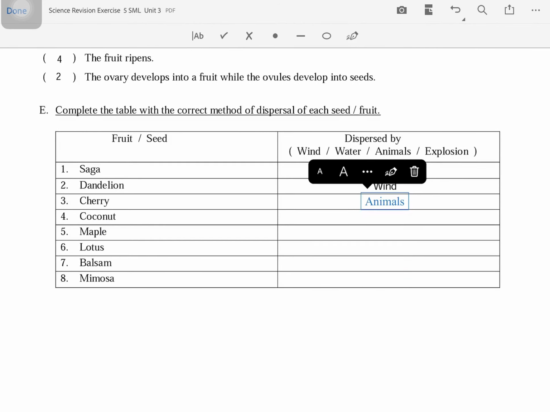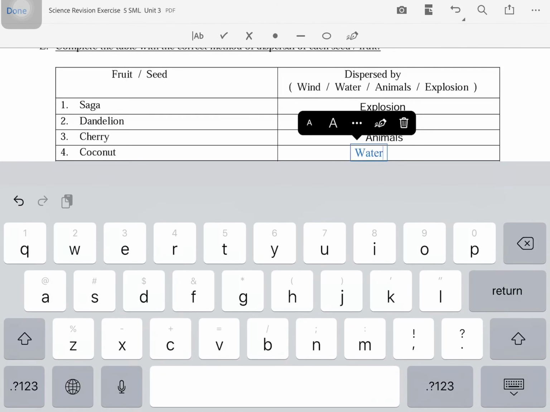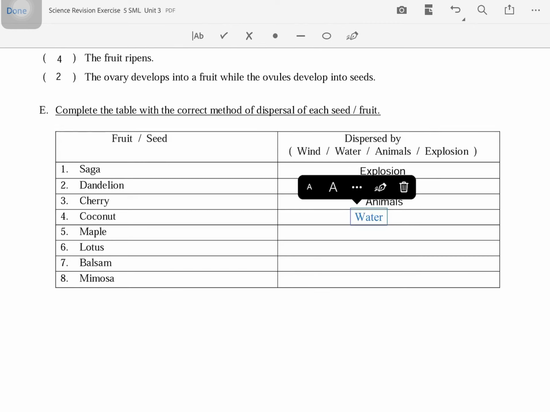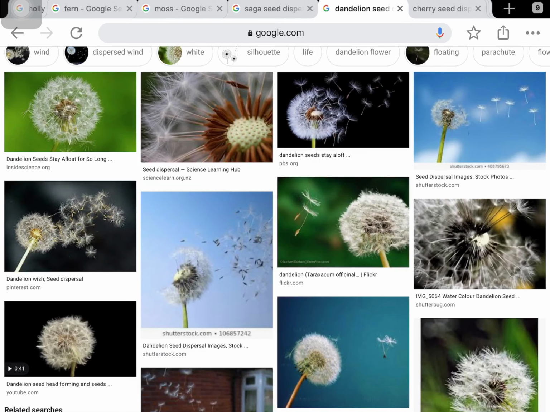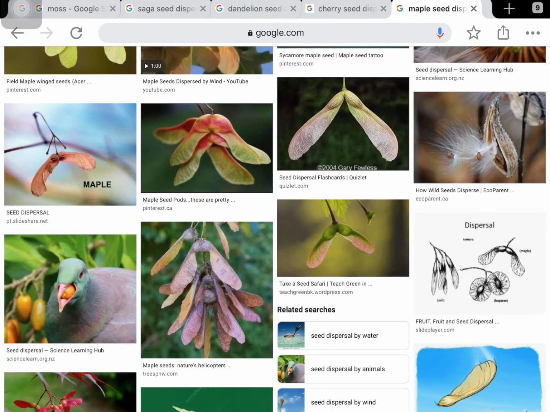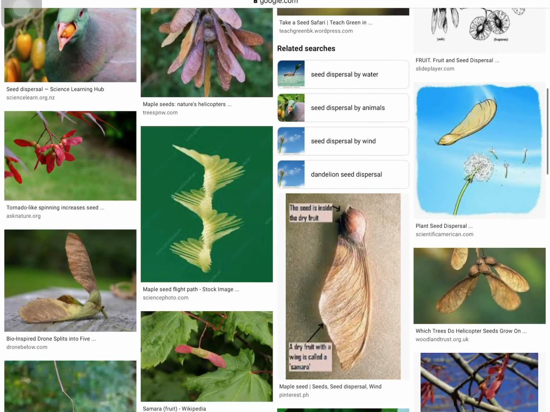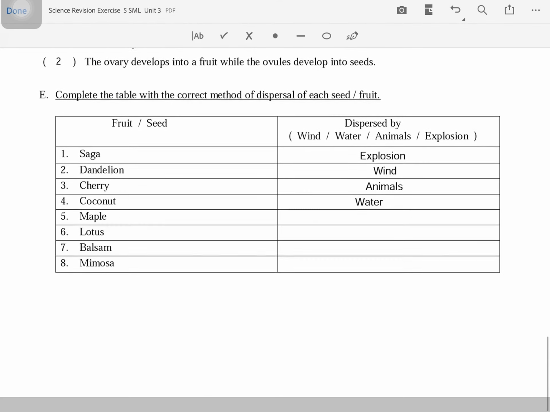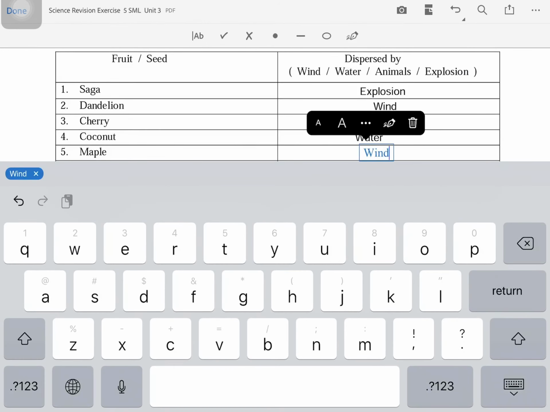Coconut disperses its fruit by water. It floats on the water to go to another place so that it can grow its roots. Then question number 5 is maple. How does it disperse its fruit or its seed? Let us see. Maple is by wind. The design of its seed is so that it can flow with the wind. So maple, question number 5, is by wind.